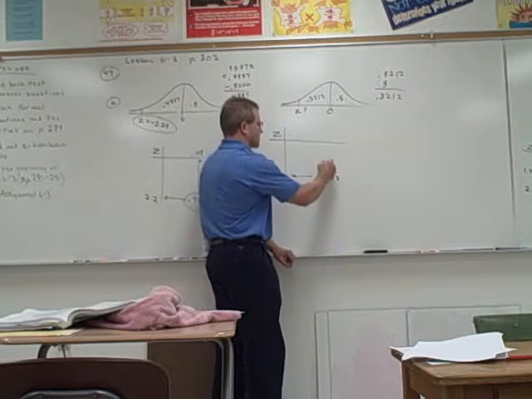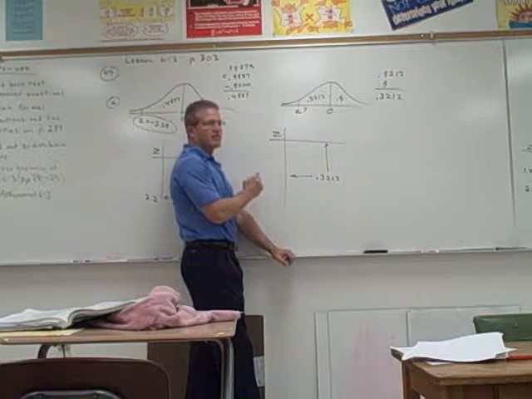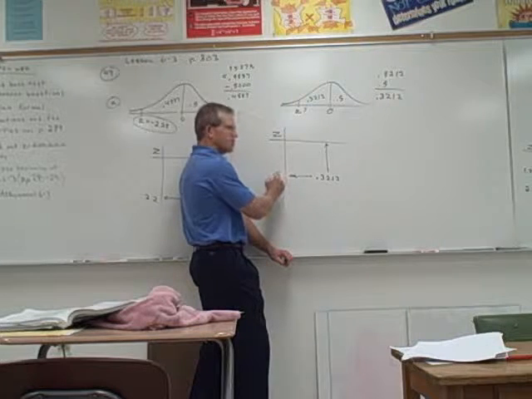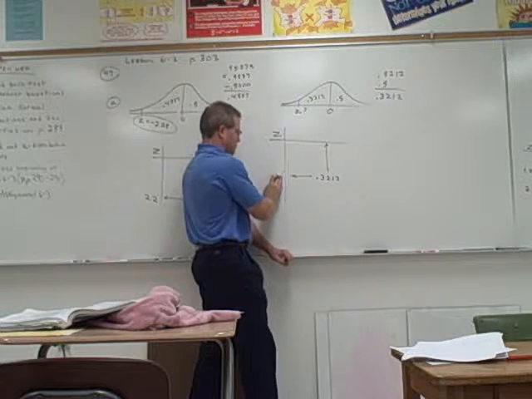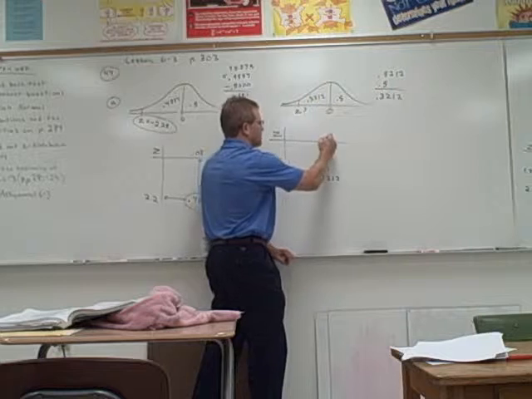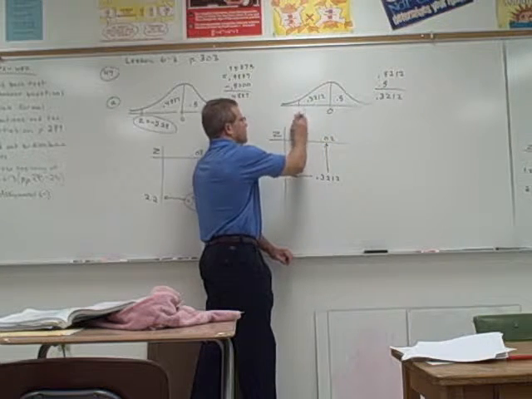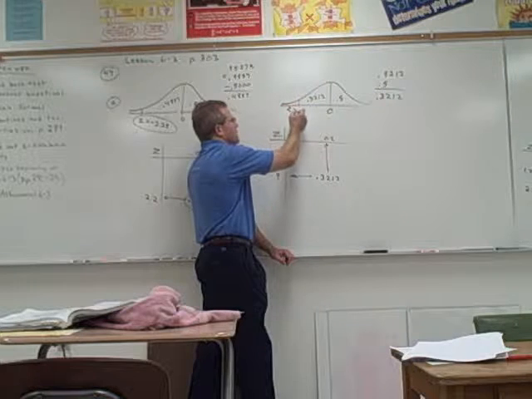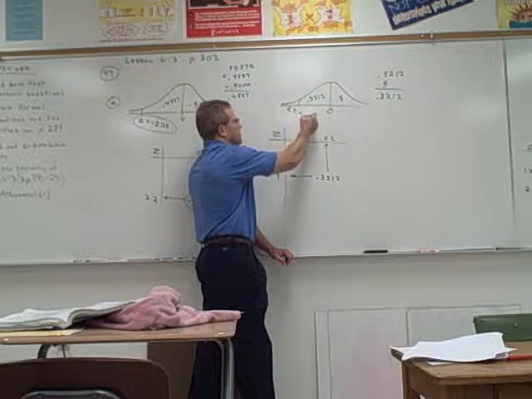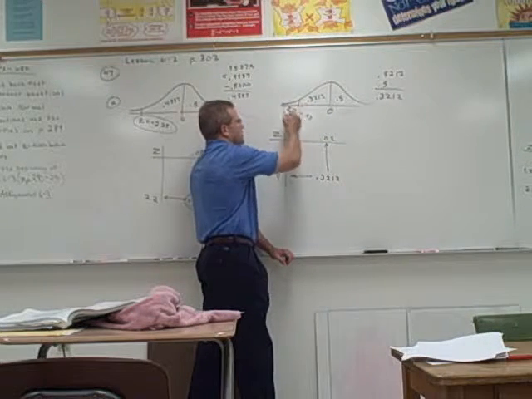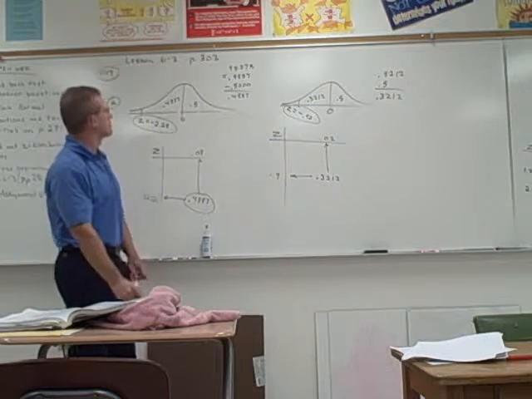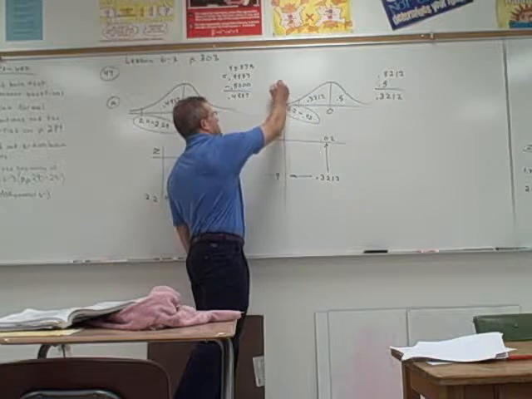Look over, look up. What does that give you? 0.9 and 0.02. So our z-score would be 0.92. But we're to the left of the mean, so it'd actually be negative 0.92. If you're left of the mean, you have to use a negative z-score. If you're right of the mean, use a positive z-score. So that's part B.